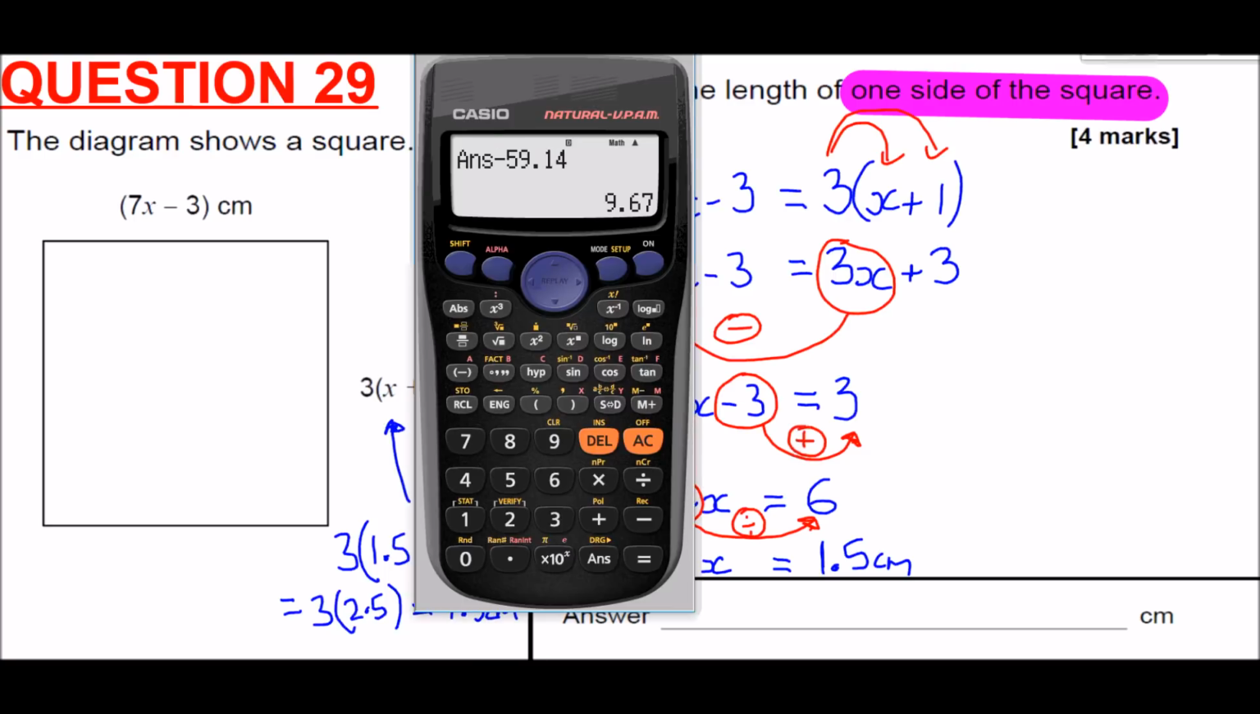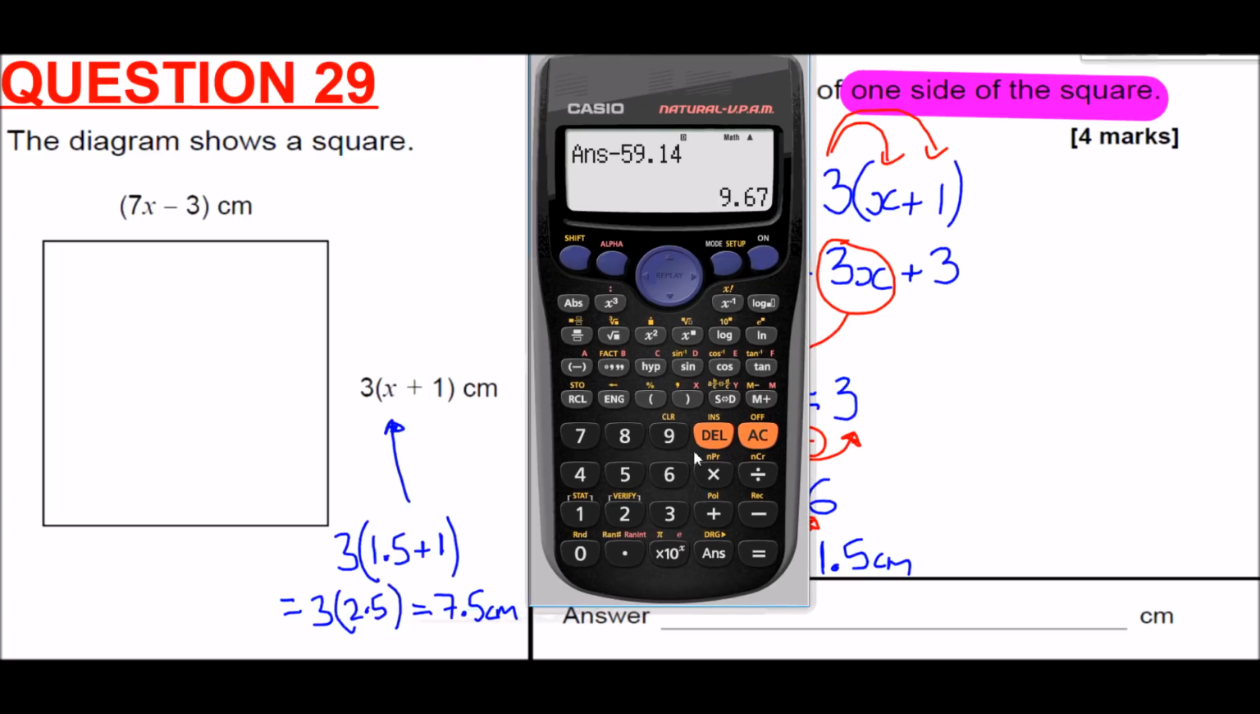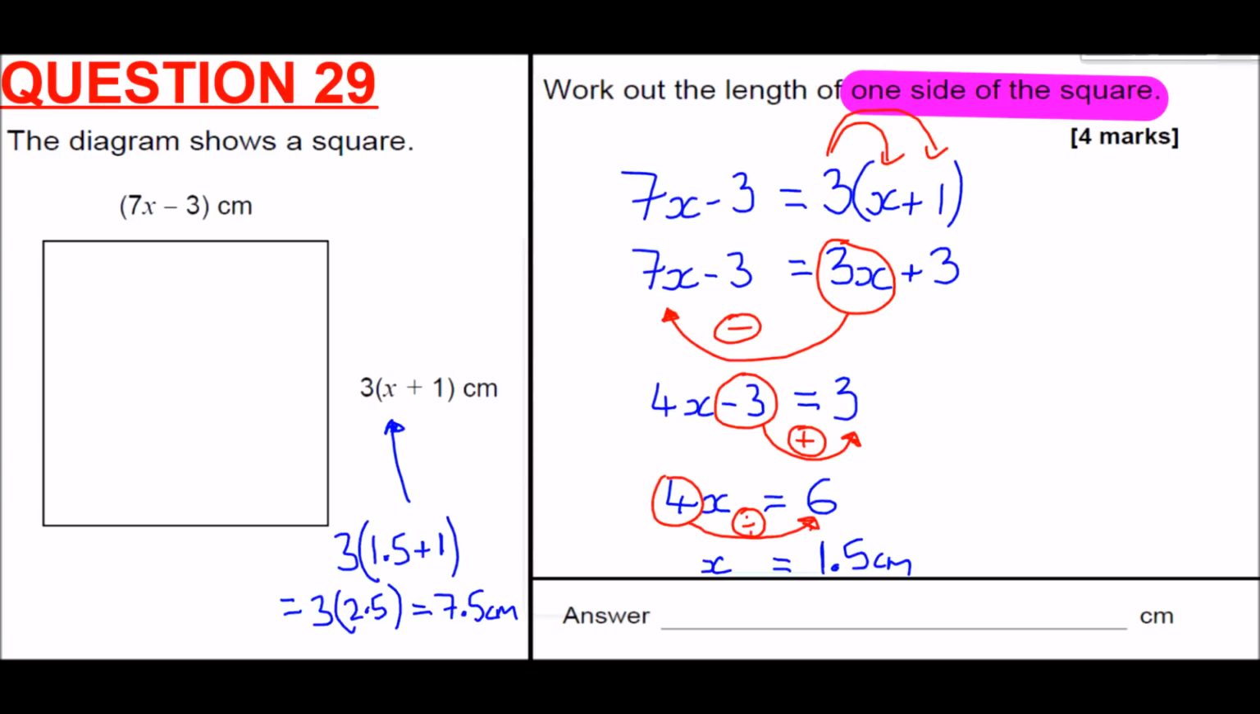The beauty of a calculator paper is we could just do this easily. So 3 brackets x plus 1 means 1.5 plus 1, because x is 1.5, close brackets, press equals 7.5. So the final answer is that each side of the square must be 7.5 centimetres. And that's question 29 completed.